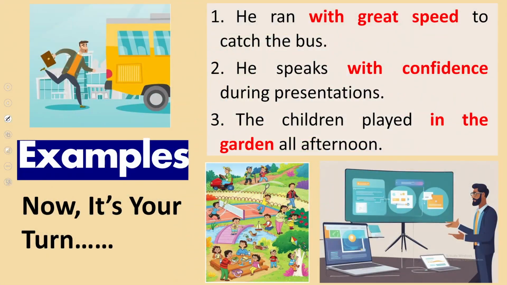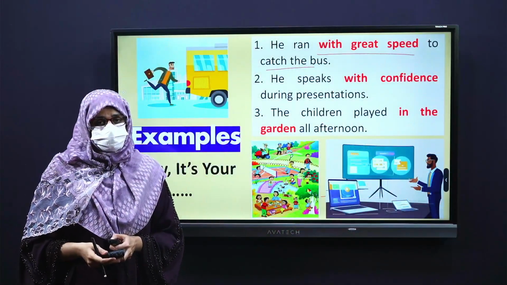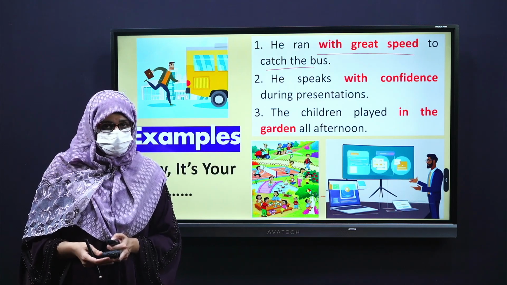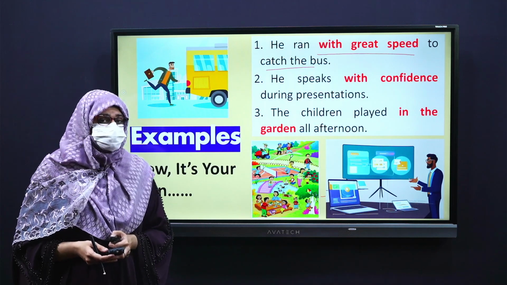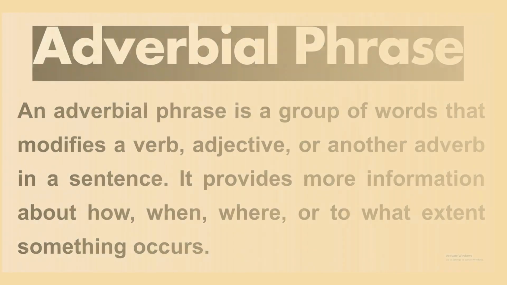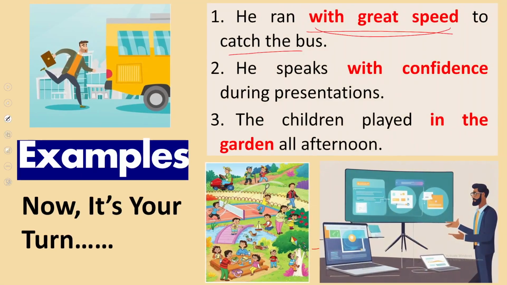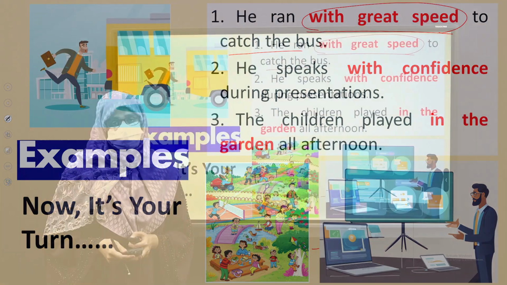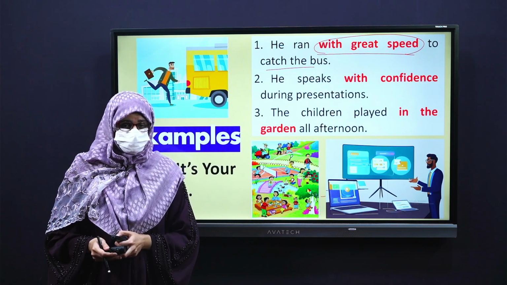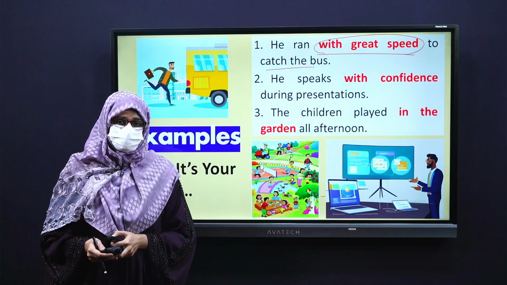In the first example, he ran with great speed to catch the bus. इस एग्जाम्पल को देखने के बाद हमें यह पता चलता है कि वो भागा। वो किस तरह भागा? How did he run? He ran with great speed. So here in this example, with great speed is adding to the meaning of the verb. वो भागा, वो कैसे भागा? With great speed. So here with great speed is the adverbial phrase.